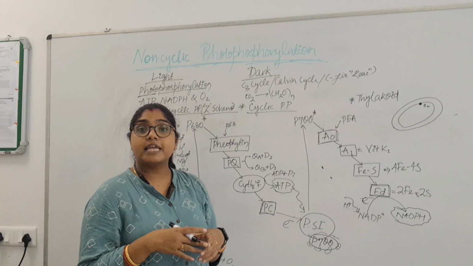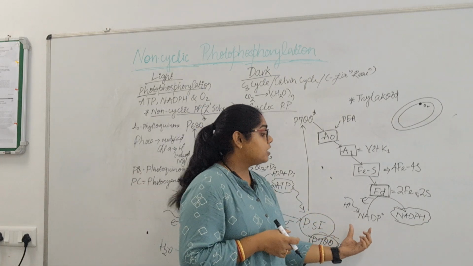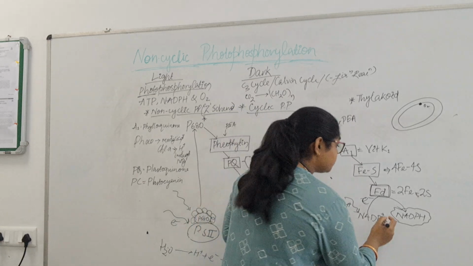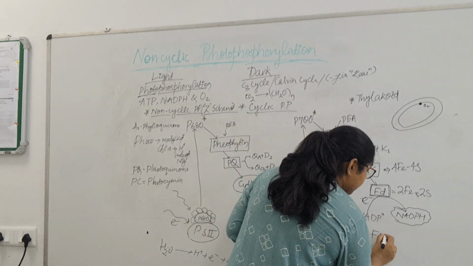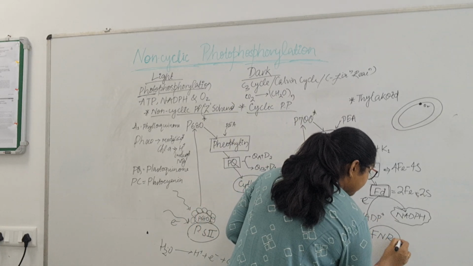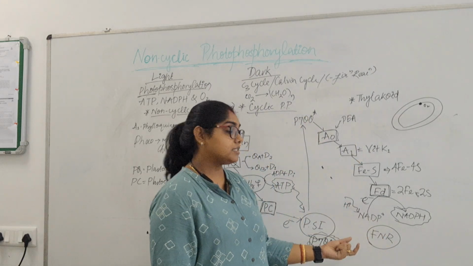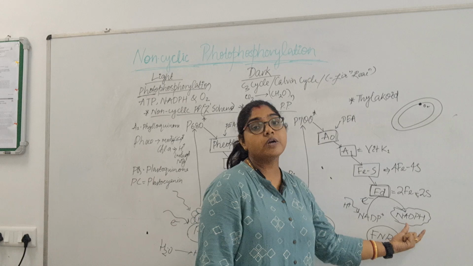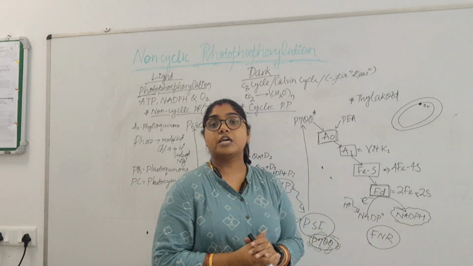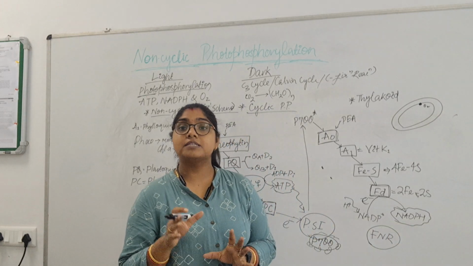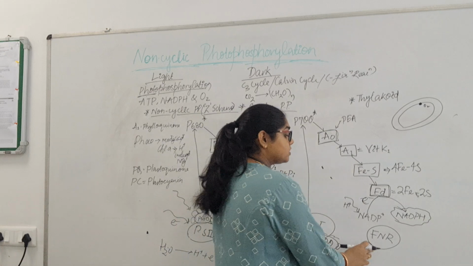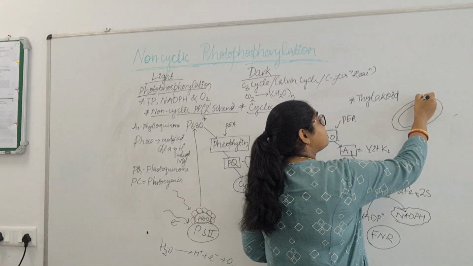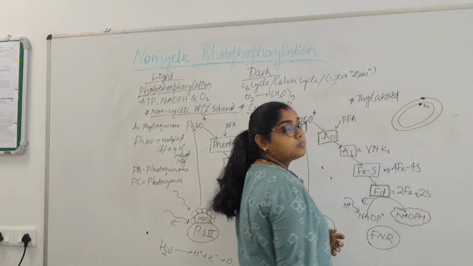Now there is another enzyme required for the production of NADPH from NADP+. That is known as FNR. FNR is a flavoprotein enzyme which catalyzes the reaction of NADP+ to NADPH. This FNR is known as ferredoxin NADP+ reductase. This FNR enzyme is mostly found on the outer surface of the thylakoid membrane.